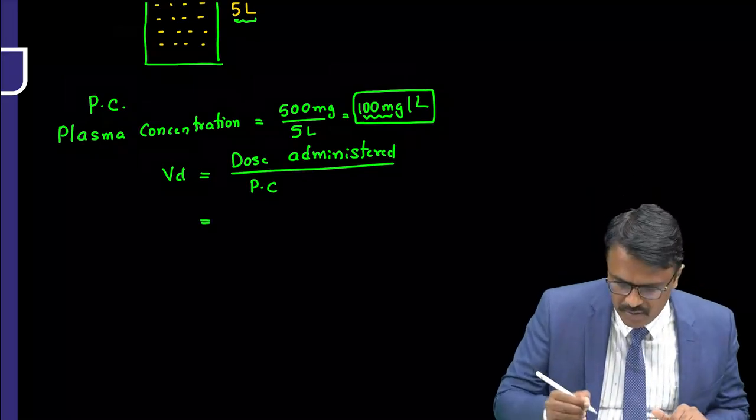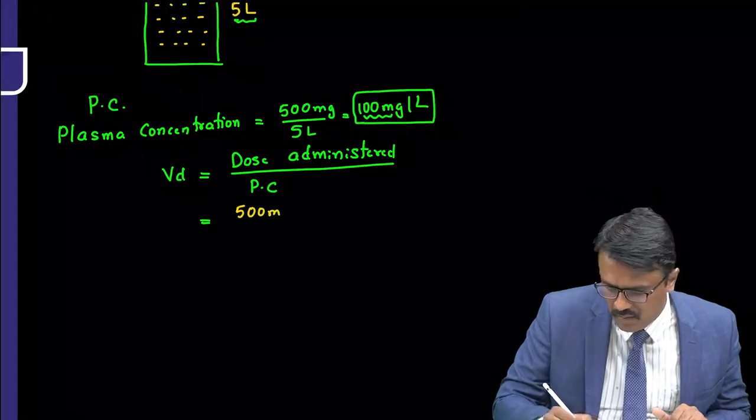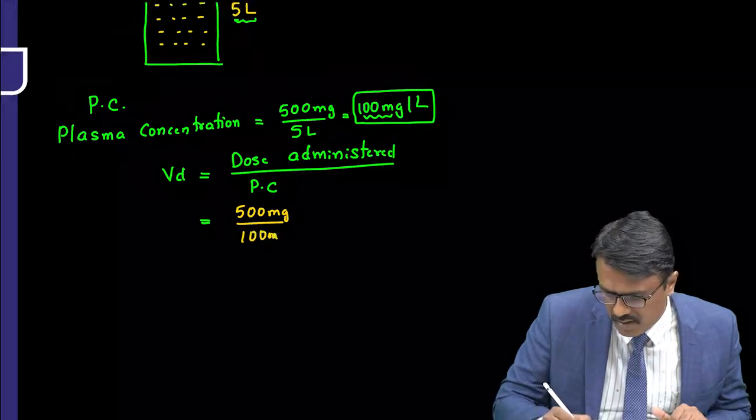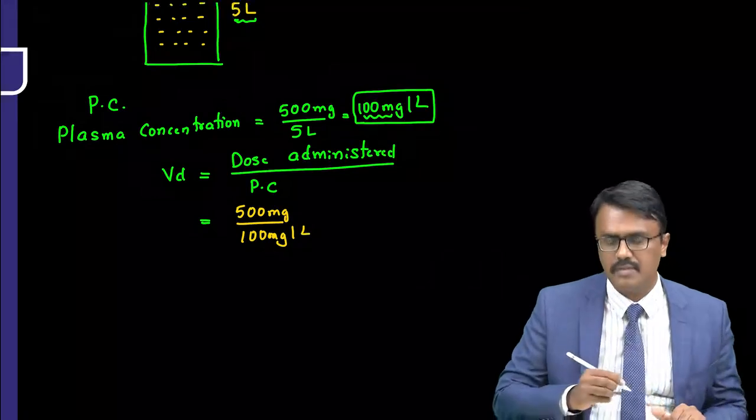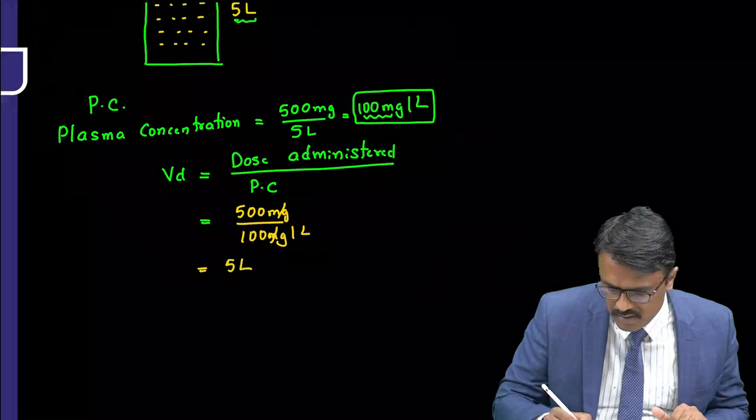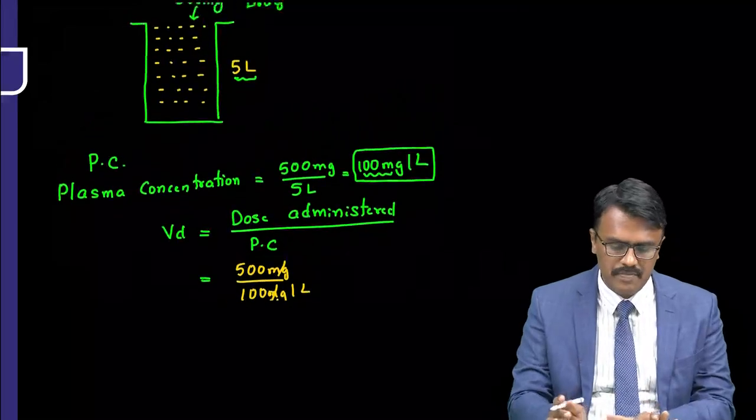So let me substitute. How much did we give? 500 mg. What is the plasma concentration? It's around 100 milligram per liter. Now you calculate. So milligram cancels and it is around 5 liters. So distribution is nothing but, you only got the idea now.